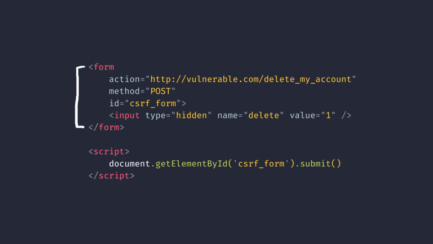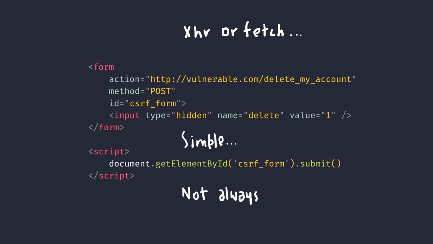As you can see, we have a form, and the action of this form is set to the delete endpoint of the vulnerable application, and the method is set to post. One additional thing that you can see is that there's some JavaScript which submits the form automatically, so that there's no user interaction whatsoever. In addition, instead of form submissions, you can also use JavaScript to make AJAX requests in the background so everything happens asynchronously. Simple, but not always.